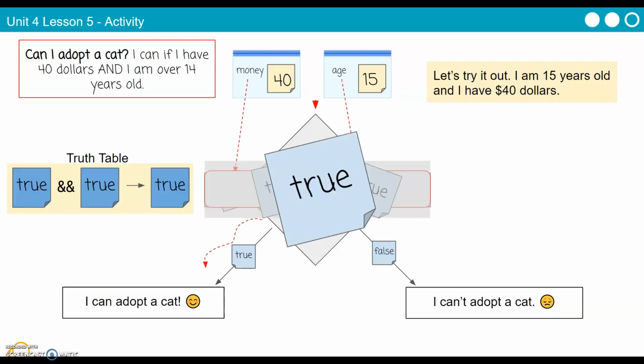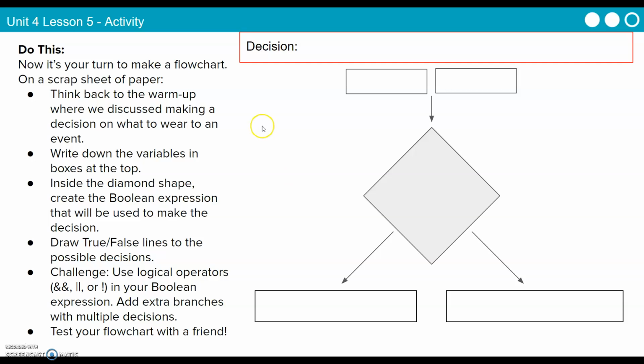Okay, and the very last part you guys need to do is this. It's your turn to make a flow chart. You're going to think back to the warm-up where we discussed making a decision on what to wear in an event. I'm going to give you guys a hint. The decision right here needs to be, should I wear a jacket to the event? Okay, you need to write that right here. This down here should say, I don't need a jacket, or I will wear a jacket.